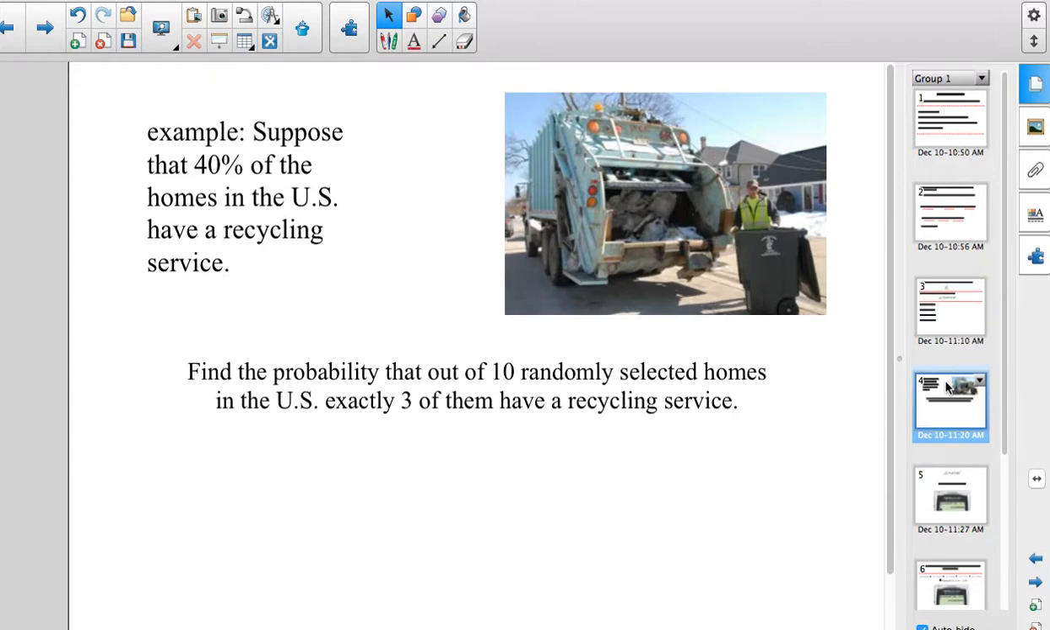Let's look at another example. Suppose that 40% of the homes in the U.S. have recycling service. Find the probability that out of 10 randomly selected homes, exactly 3 have the recycling service. Binomial because they either have the recycling service or they don't. There's a finite number of trials. The probability of success is constant for each one. It's 0.4. And the trials, the houses that we randomly select, are independent of each other with regard to recycling service.